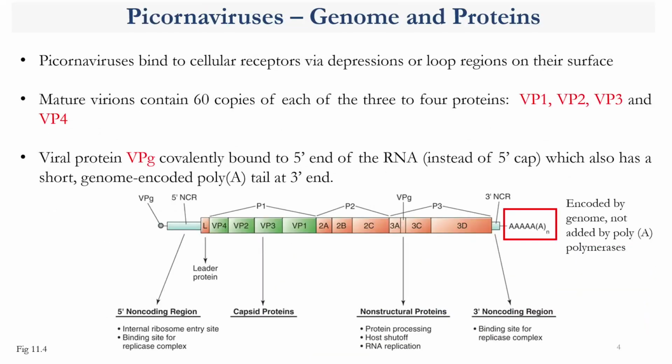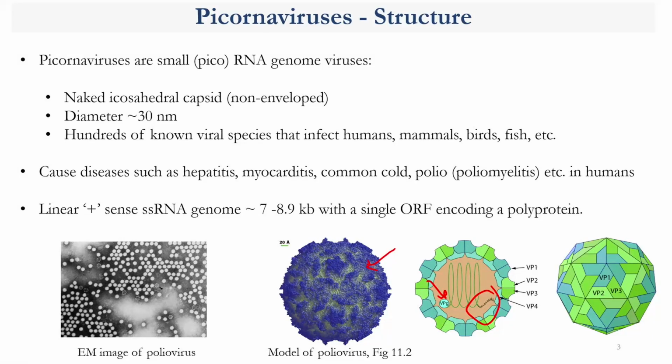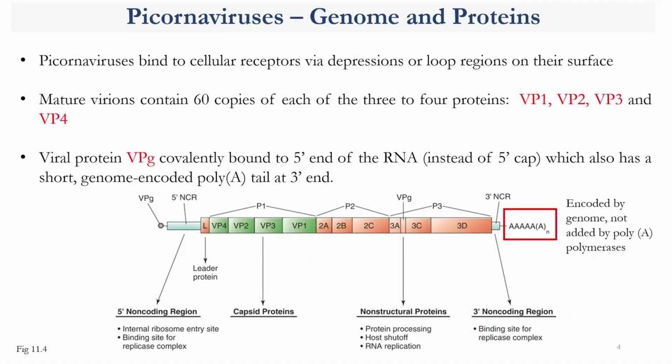Now, these picornaviruses bind to cellular receptors using the depressions and loop regions on the surface. So let's go back for a second. You see how some stuff is sticking out, and then you also have depressions in the structure of this virus. So this is what will bind to the cellular receptors. So these depressions or loop regions on the surface play a key role in binding to the cellular receptors. We saw some examples in one of the earlier lectures where the receptor, for example, gets inside that binding pocket in the canyon of the virus. So same concept here.